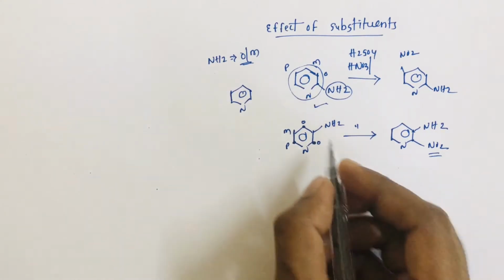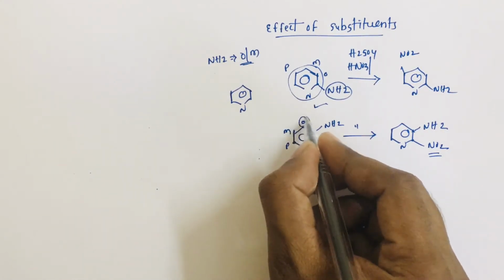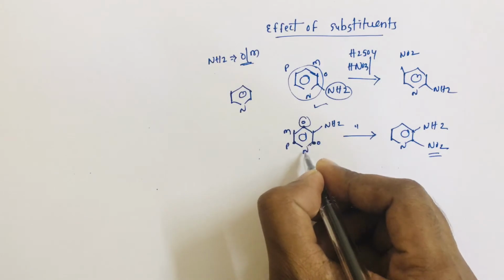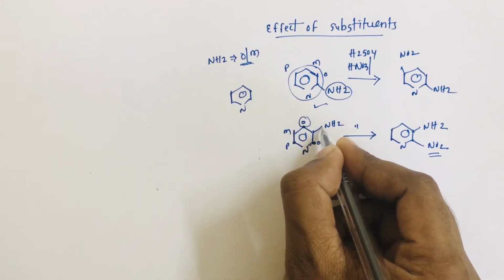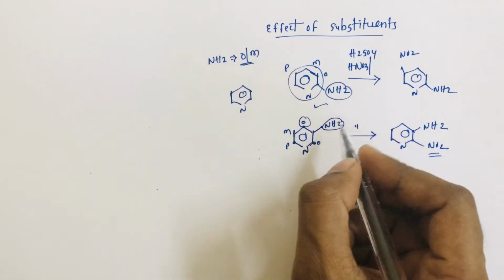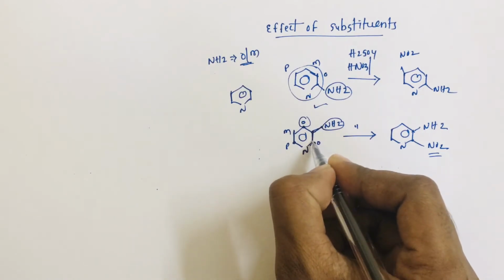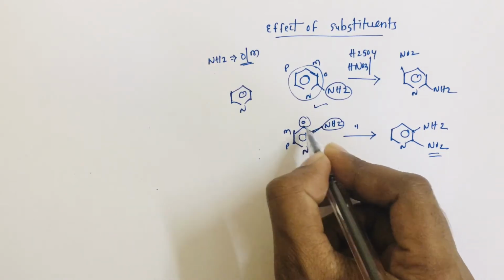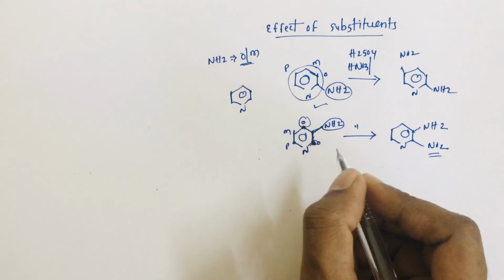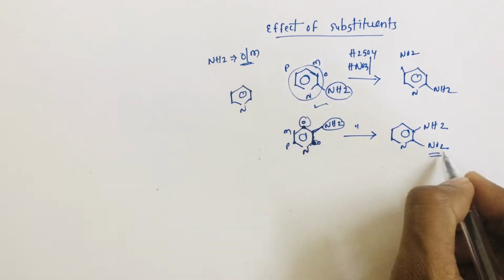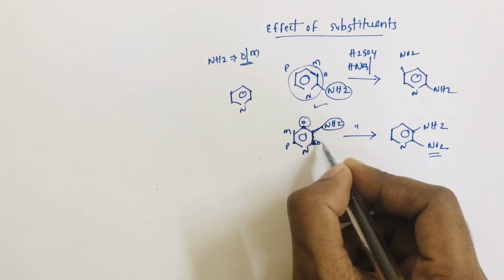And why is it not going to this position? Because this NH2 is an electron releasing group and it is giving electron density to the nitrogen, and compared to this carbon, this will have more electron density. Because of that reason NO2 is going to the C2 position.